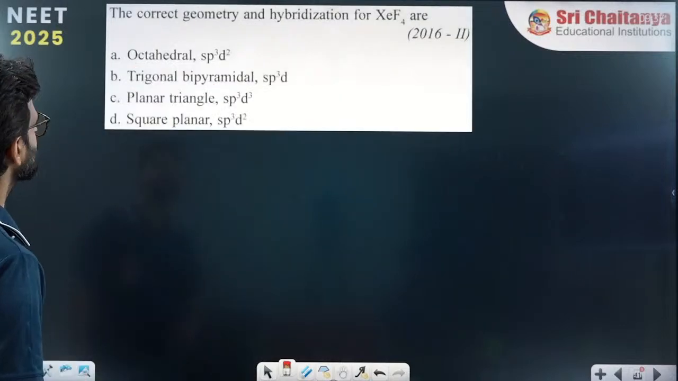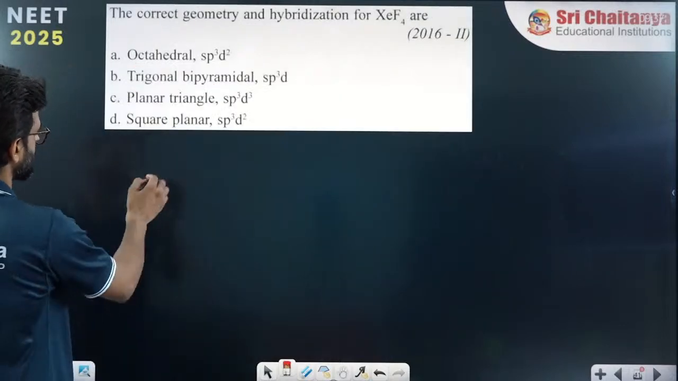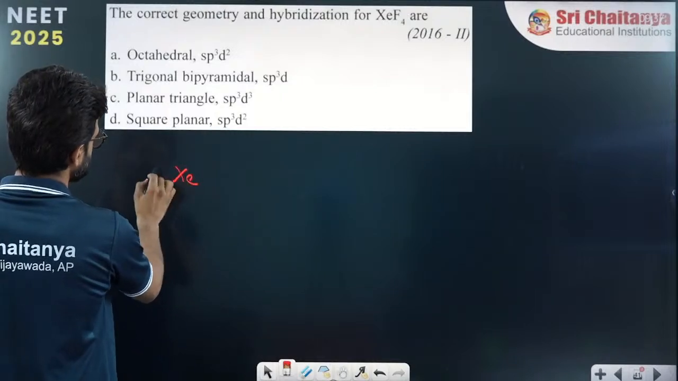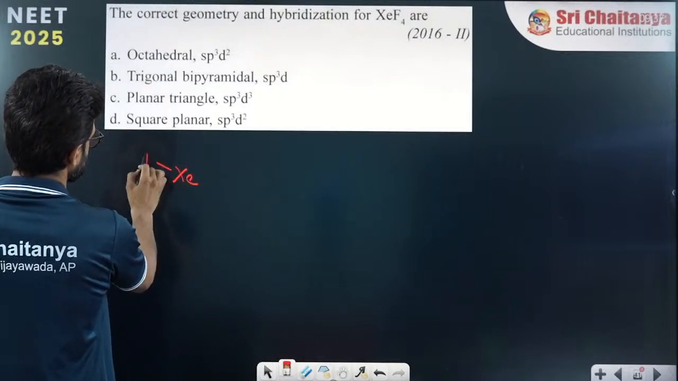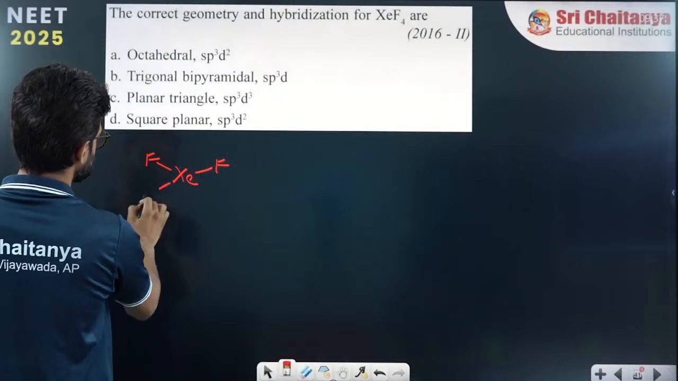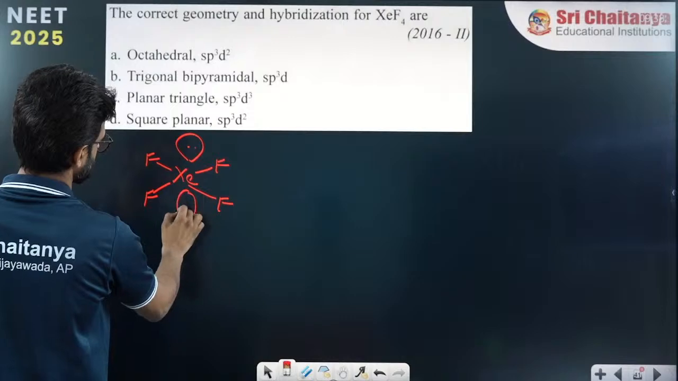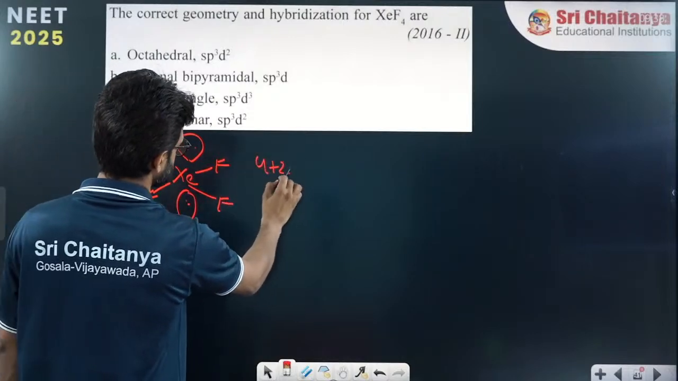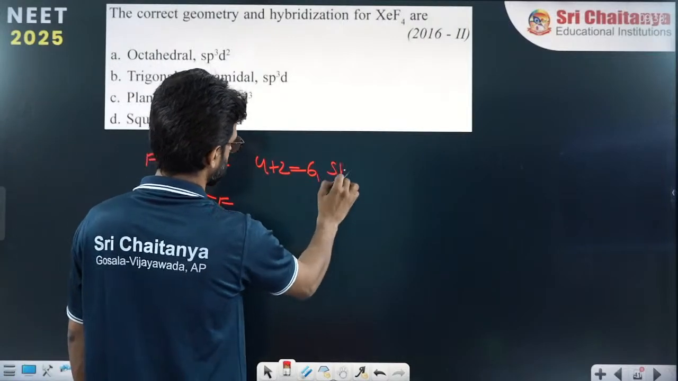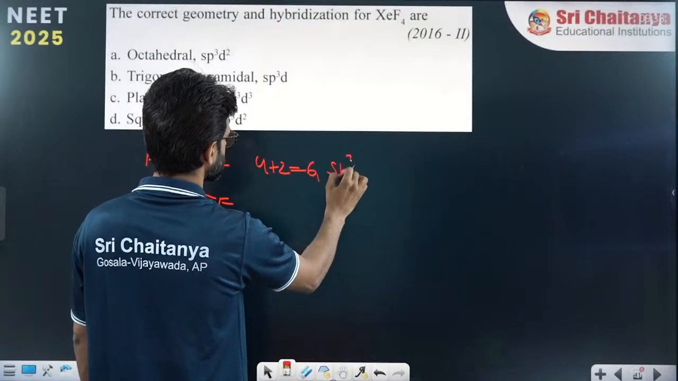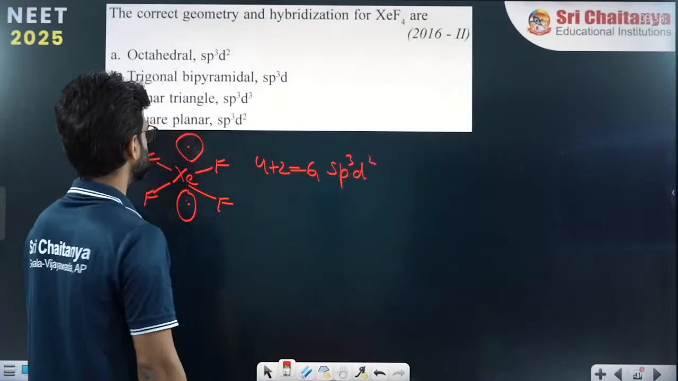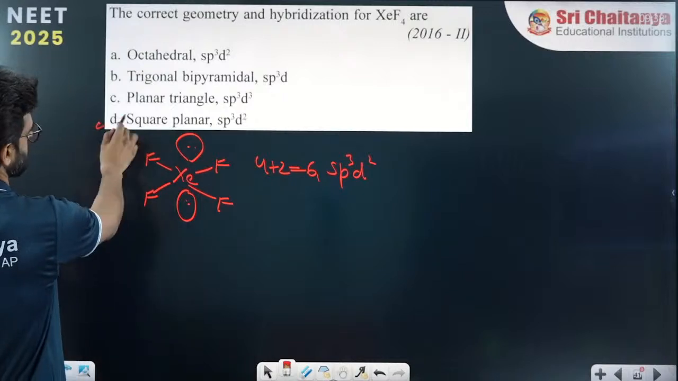Next, if you see the correct geometry and hybridization of XeF4. Again, if I draw it, it will have 4 sigma bonds and 2 lone pairs. So 4 plus 2, 6. 6 means what? sp3d2. And definitely the shape is square planar. Easy to find.